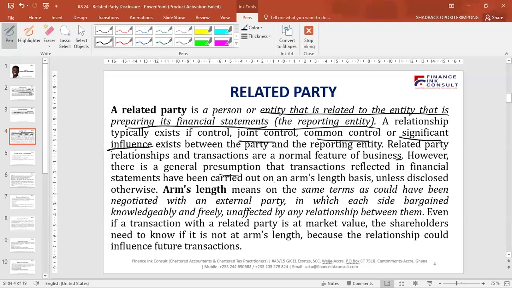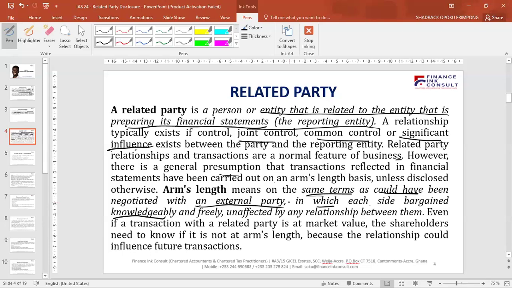Arm's length means on the same terms as could have been negotiated with an external party, in which each side bargains. Once again, it has to be with parties who have knowledge in that field and are freely unaffected by what? Any relationship between them. So when you are preparing a financial statement, the assumption is that the sales you have there are at arm's length, irrespective of who the person is, whether the president, your mother, your father, it is at arm's length.